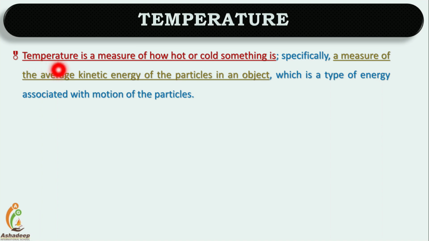Let us see first temperature and its definition. Temperature is a measure of how hot or cold something is. Specifically, it is a measure of the average kinetic energy of the particles in an object, which is a type of energy associated with the motion of the particles. So temperature is nothing but a measure of whether the object is cold or hot. When you increase or decrease the temperature, there will be a change in the kinetic energy of the particles. As we studied in the previous class, when you increase temperature there is a change in kinetic energy, and therefore a change in the motion of the particles.